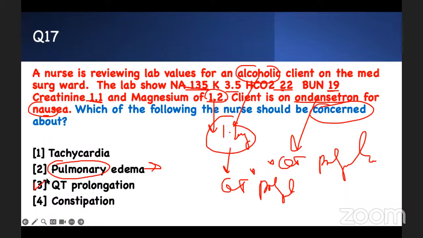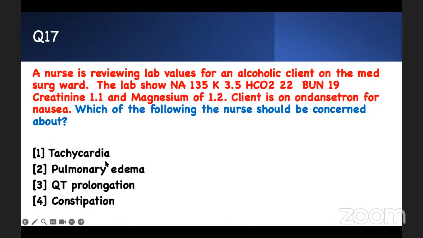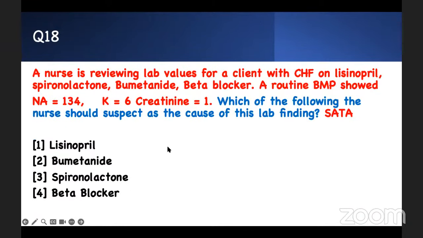So your right answer is number 3. Okay. Tachycardia, no. Magnesium, don't do that. Constipation, he can do that, but when the level is low, it does not cause constipation. But even that, prioritization, you have to look at the things that you think are going to kill the patient. So QT prolongation. 3 more.